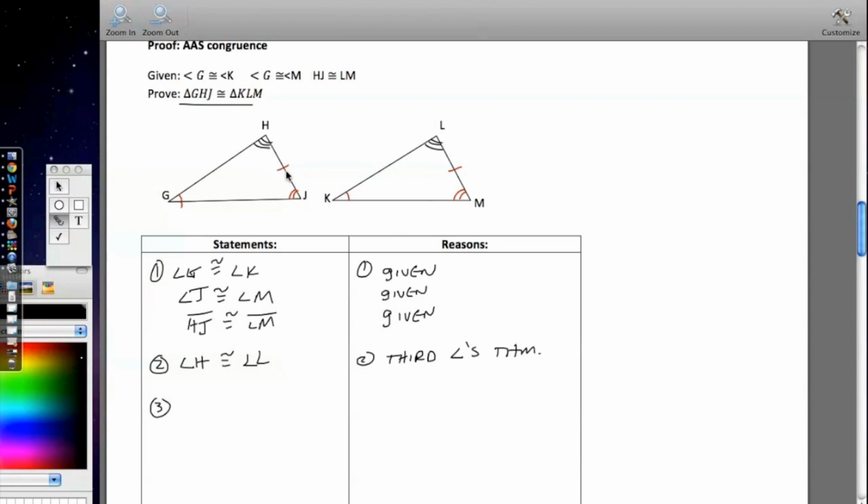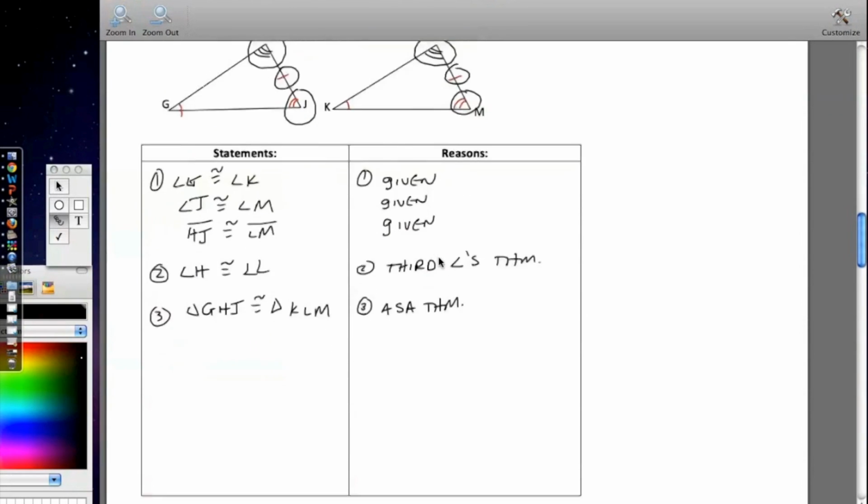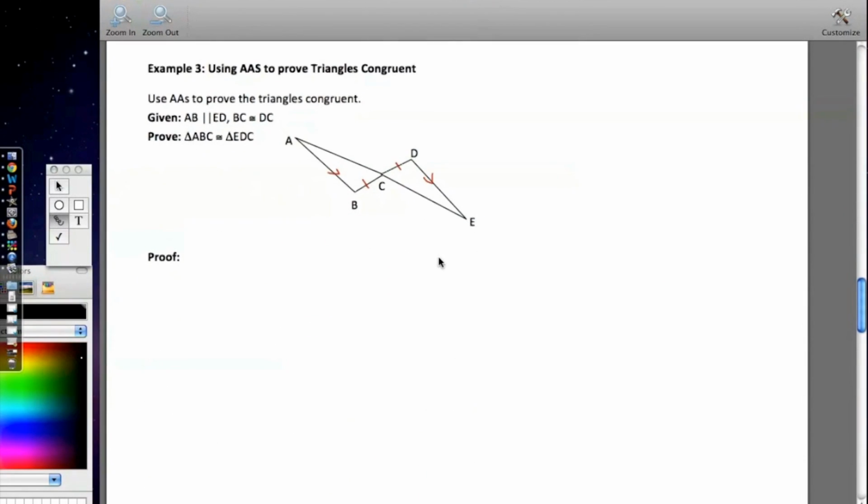Now I have an angle, a side, and an angle. So I am going to say triangle GHJ is congruent to triangle KLM, because I'm going to use a different theorem. I'm going to use the angle, side, angle theorem to say that they're congruent, because now I have angle, side, angle, congruent to angle, side, angle of another. It's a pretty neat little proof. Let's go down this way. We're going to talk about the flow of this proof.